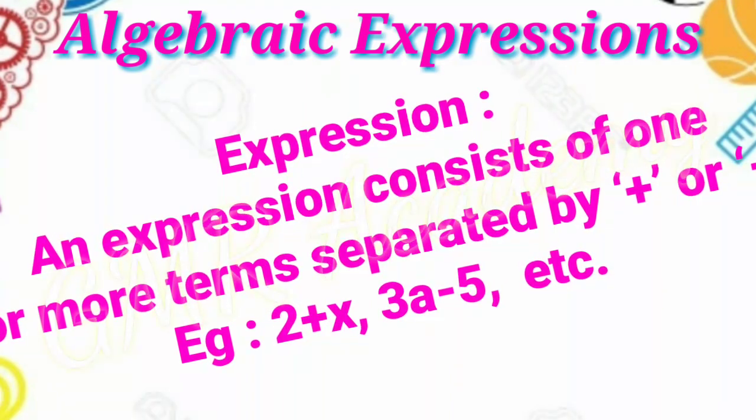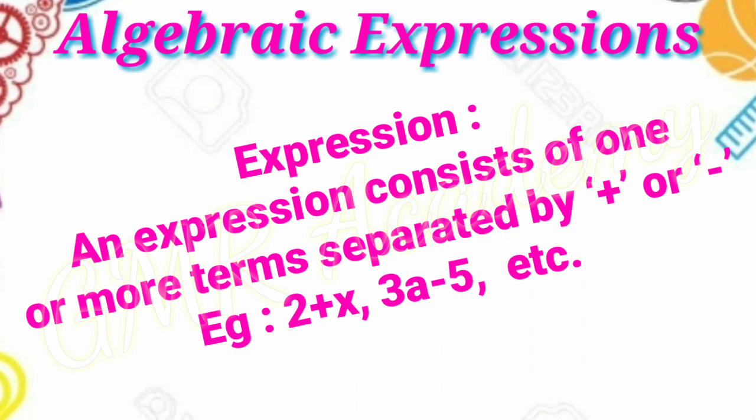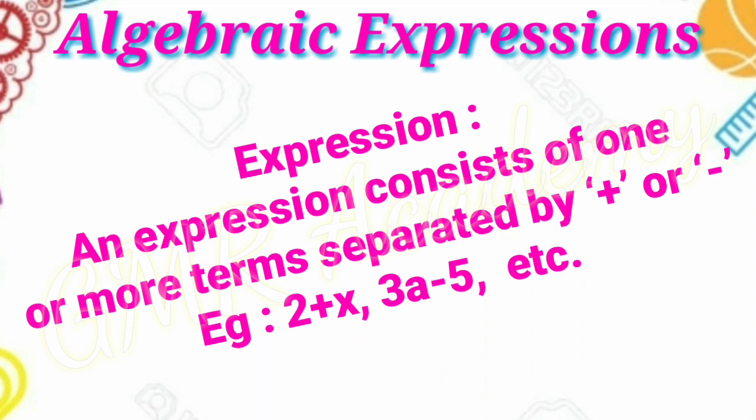Expression. An expression consists of one or more terms separated by plus or minus. For example, 2 + x, 3a - 5, etc. In the first example, 2 + x, 2 is one term and x is another term. Between these two terms we are using the plus sign. In the second example, 3a - 5, 3a is one term and 5 is another term. In between we are using the subtraction sign.